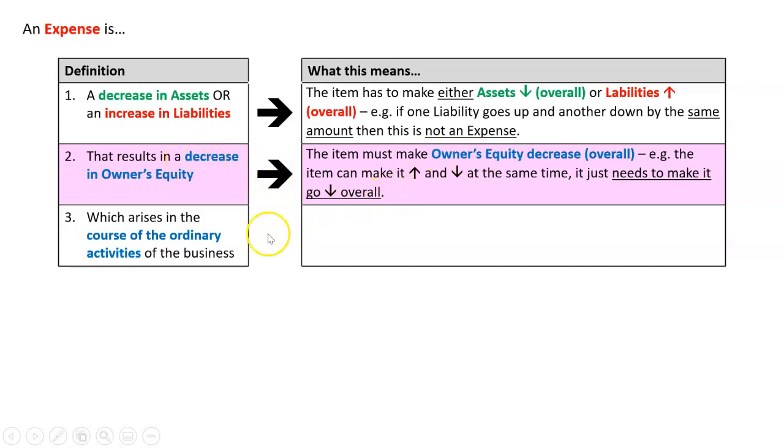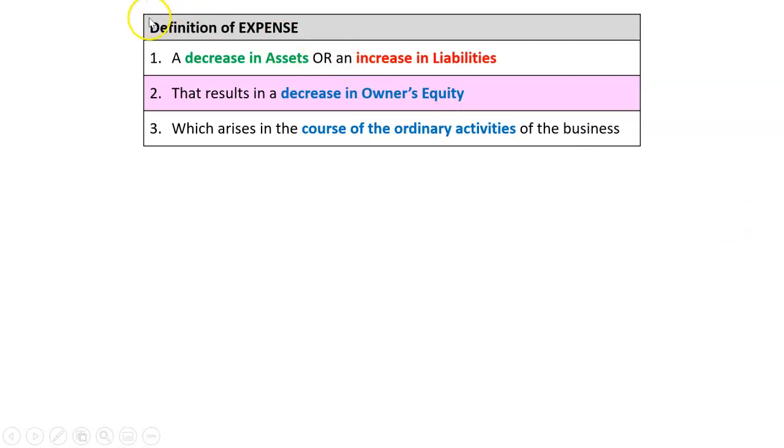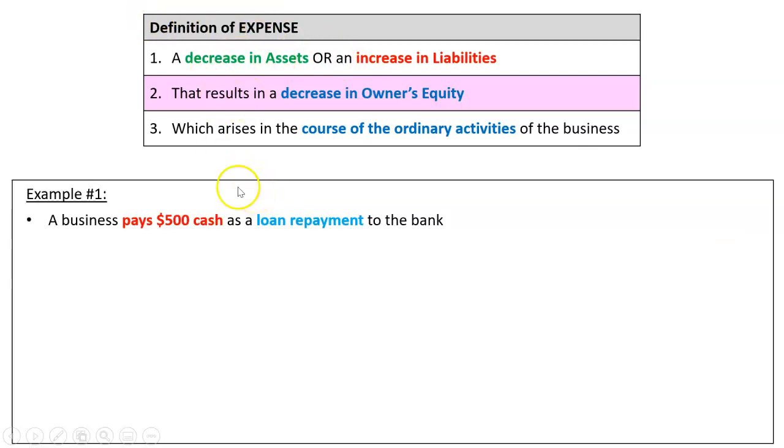And just this last part, it just means it's got to come from an ordinary business activity, something that's not unusual or perhaps a transaction with the owner. And based on that, that rules out drawings when the owner takes money from the business or any asset. So what we'll do is apply this definition of an expense, these three parts, to a few transactions to figure out whether something's an expense.